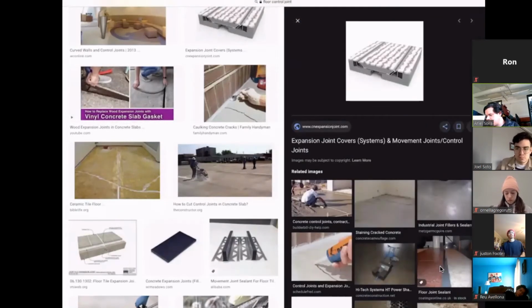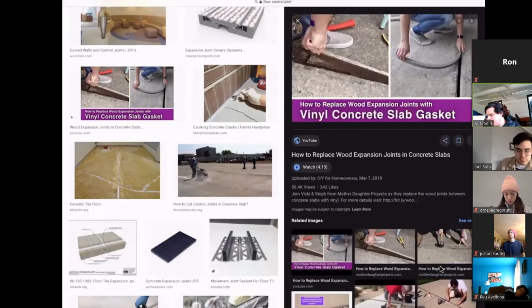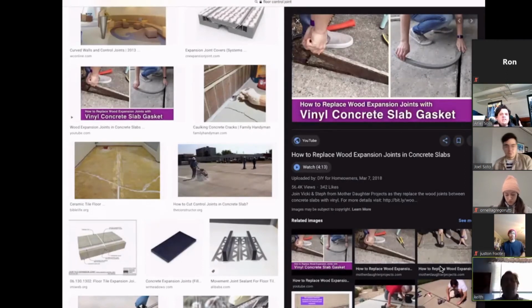Oh, look at that one. That's kind of cool. Notice the two floors, and they have this sort of joint control, but you can put the material over it to make it seem like it's one. That's kind of cool. And notice this one right here that has some sort of vinyl gasket that they can put in there. So depending on the material, you'll be able to do some of these things.